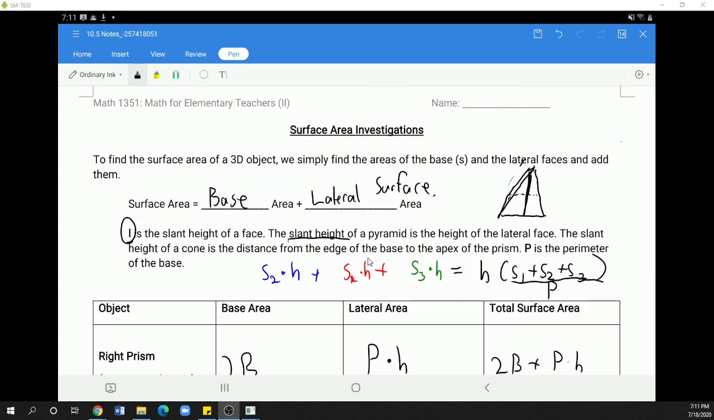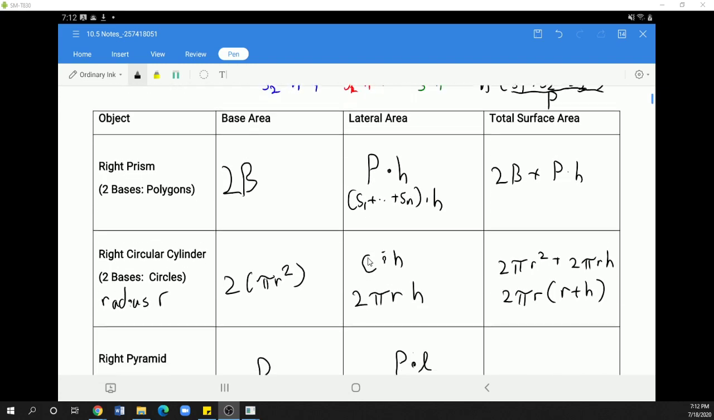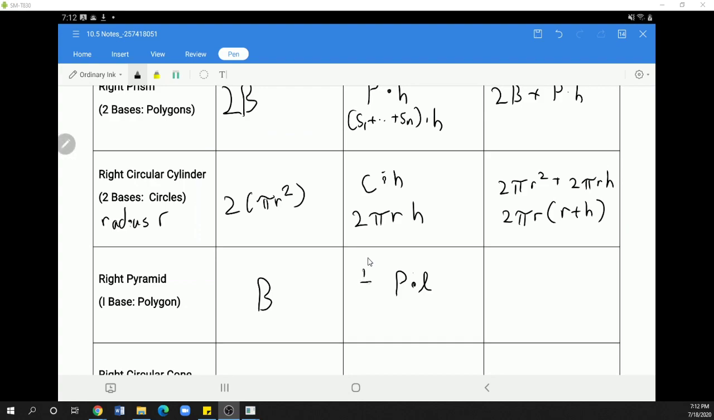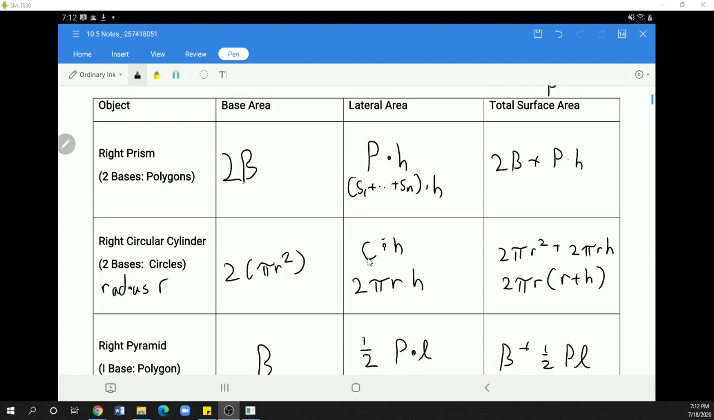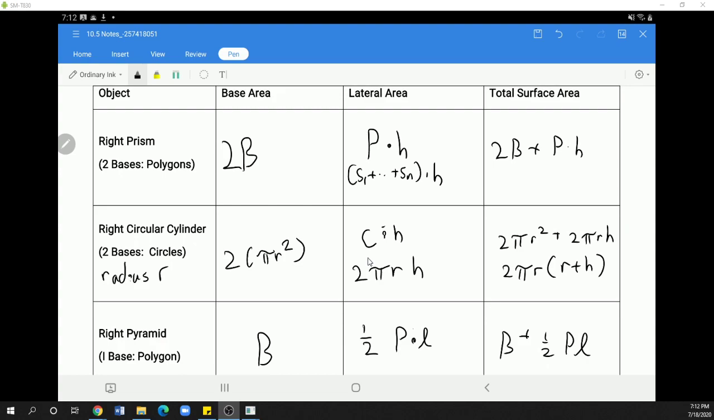A triangle is 1/2 base times height. So I'm going to be saying 1/2 times side 1 times the slant height, plus 1/2 times side 2 times the slant height. And now all of my terms are going to have a 1/2 in front of them. So there's going to be a 1/2 there as well, just because you're adding 1/2 base times slant height every single time. So for a pyramid, it's B plus 1/2 PL. It looks a lot like the right prism stuff, just divided by 2. And that's kind of how you can think about it.